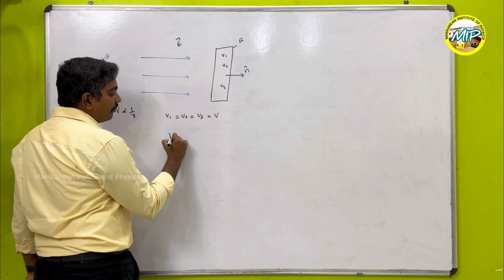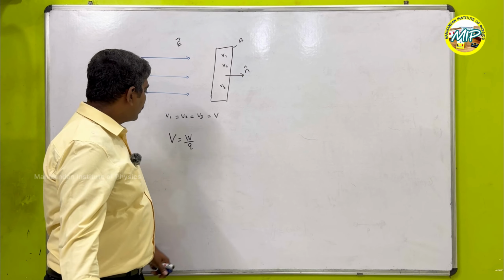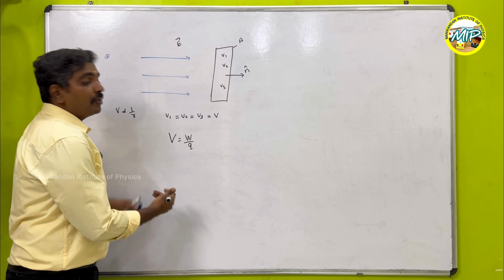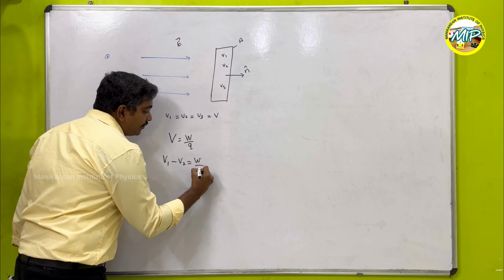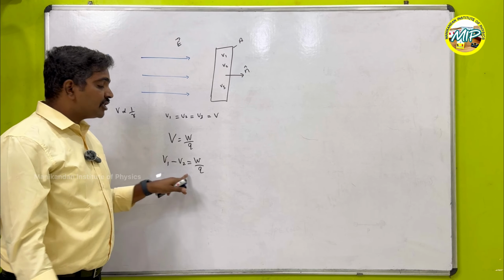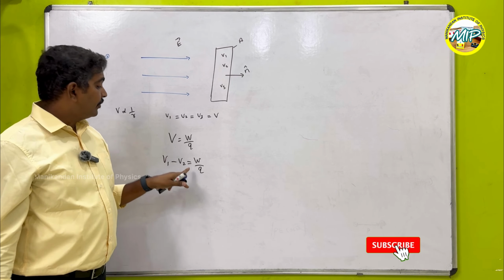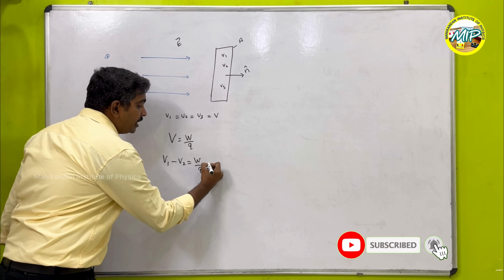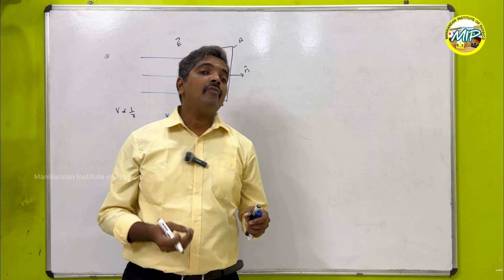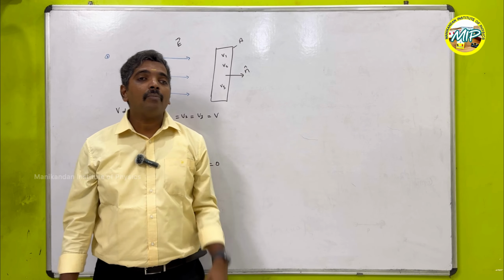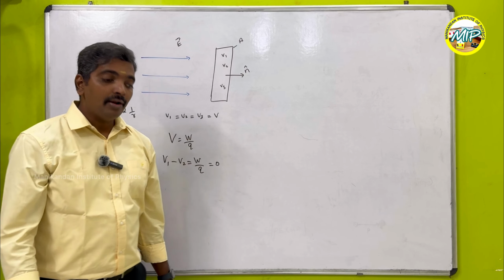Potential is the work done to bring a unit positive charge from one point to another point. What does potential mean? It is a difference between 2 points: V1 minus V2 equals W by Q. The potential difference between these 2 points is 0 because V1 equals V2. So if this is 0, my work done is also going to be 0. So in an equipotential surface, the amount of work done required to bring a charge from one point to another point is going to be 0. So this is my equipotential surface.